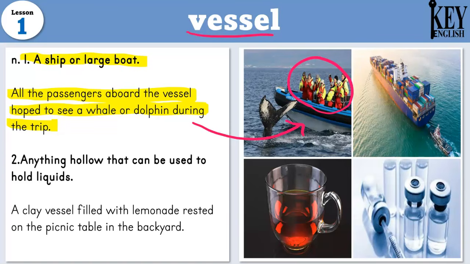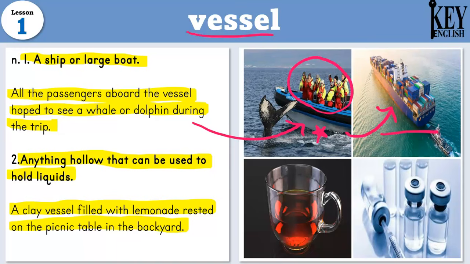Vessel is not commonly used when we're talking about just a regular ship like this one, but it is more commonly used to talk about very large or giant ships like this one here that holds containers. So I could describe this one here as being a container vessel. And vessel is also used to mean anything hollow that can be used to hold liquids. For example, a clay vessel filled with lemonade rested on the picnic table in the backyard.